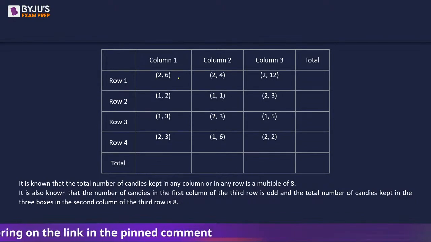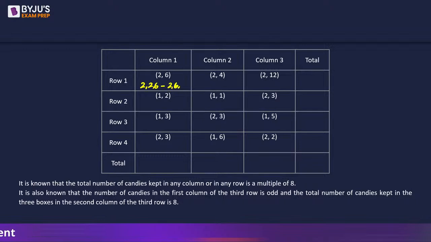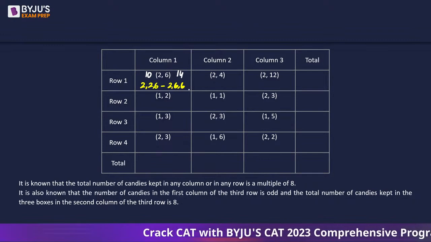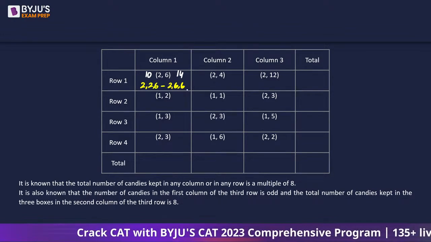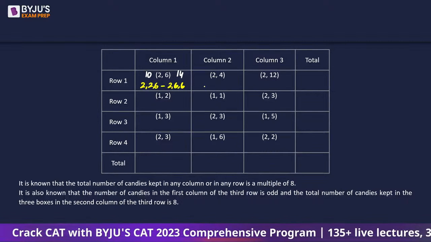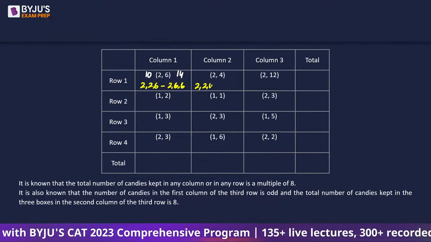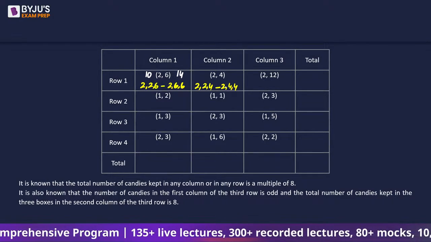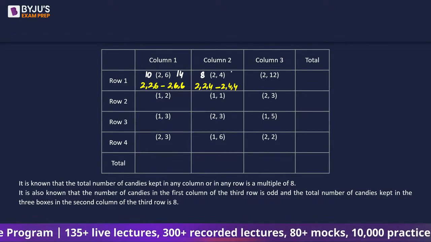Okay, 2 6. So can we say the minimum number of candies we can have is 2 2 6 and the maximum 2 6 6? Right? That means the minimum number of candies we can have is 10, and it can go up to 14. 2 6 6 is 14. Similarly, in column 2, the minimum can be 2 2 4 and the maximum can be 2 4 4. 2 2 4 is 8 and 2 4 4 is 10.